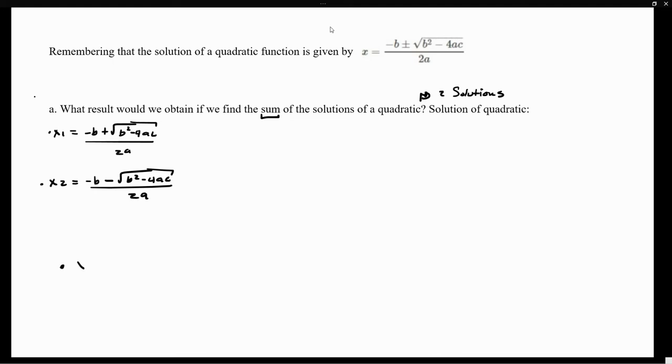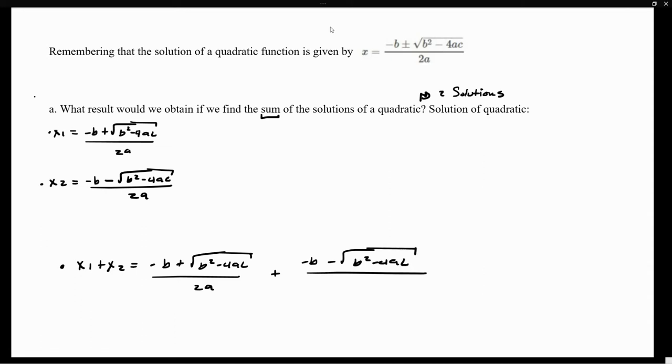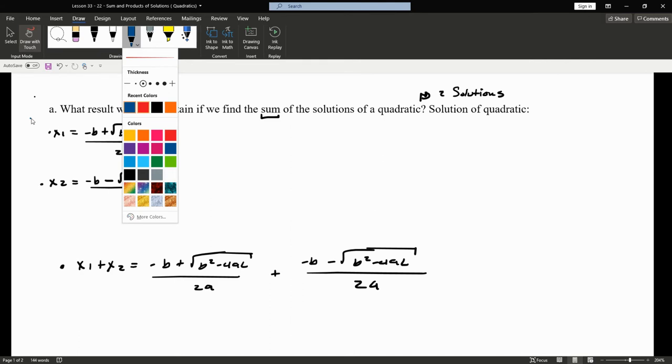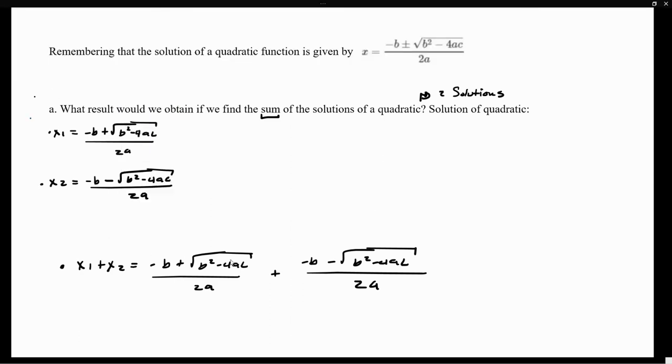So what would have happened if we added those two solutions? Well, let's see. We would have our first solution, minus b plus the square root of b squared minus 4ac, divided by 2a, and we would add our second solution. What happens if we combine and simplify this? Notice that they both have the same denominator, so that's fine. And because here we have a plus square root of b squared minus 4ac, and here we have a minus square root of b squared minus 4ac, they're going to cancel each other out.